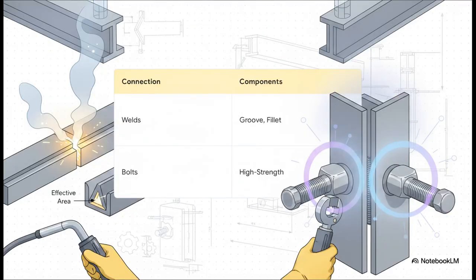So, Chapter J provides the highly specific ingredients required to safely transfer those massive building loads from one member to the next. For welds, you've got very strict parameters for groove, fillet, and plug welds, which includes exact effective areas and filler metal requirements. And for bolts, it details high-strength applications and slip-critical connections, where the actual friction between the steel plates is just as important as the bolt itself. It's a highly precise recipe for structural integrity.